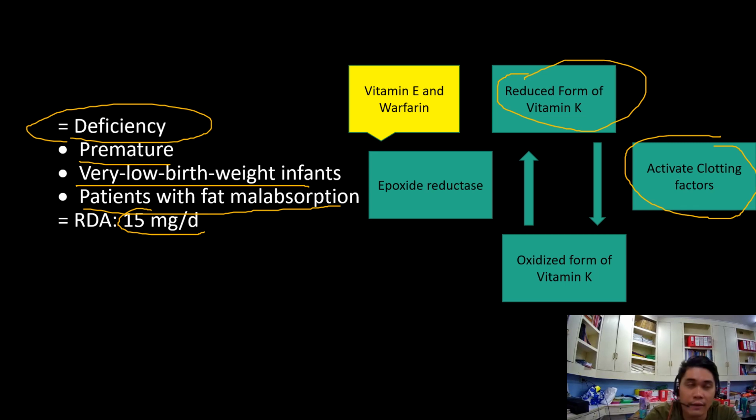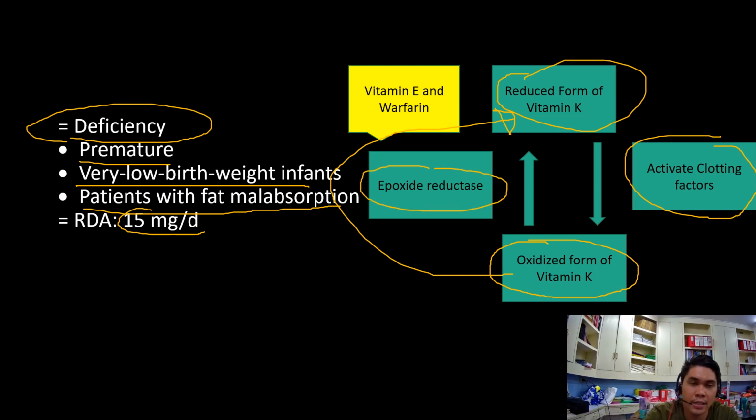And after the activation, the result is conversion of the reduced to the oxidized form of vitamin K. So for us to reutilize the oxidized form of vitamin K, we need to convert it to the reduced form. And to convert the oxidized form of vitamin K to the reduced form, we need the enzyme epoxide reductase.